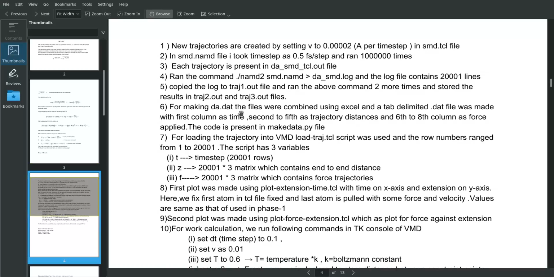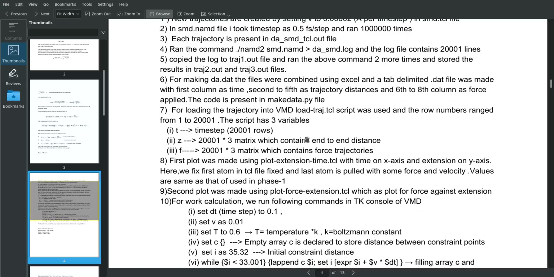For making da.dat, the files were combined using Excel and a tab delimited .dat file was made using the first column as time, second to fifth as trajectory distance, and sixth to eighth columns as force applied. The code is present in the makedata.py. I have attached that Python file also in my Google Drive.